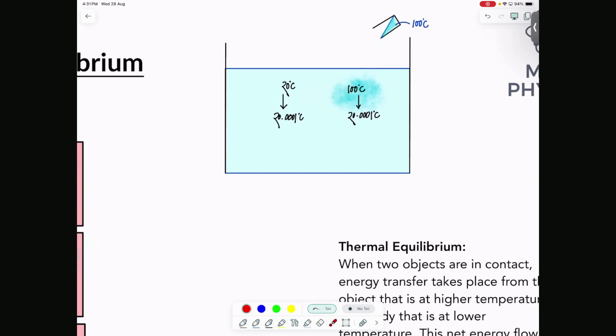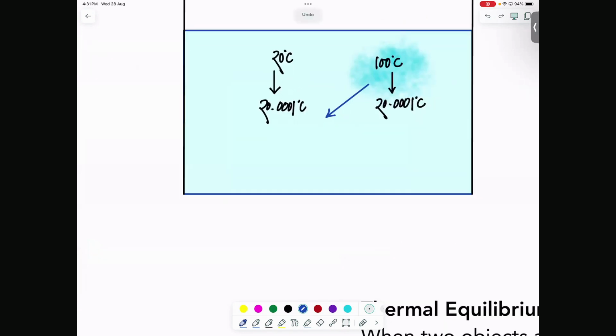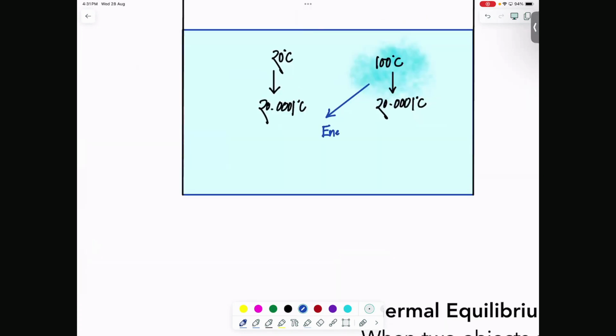At the end of the day, what conservation is there? Is there a law of conservation of temperature, or a law of conservation of energy? Energy, right? So the boiling water loses energy, and this water that you see here will gain energy. But that one cup of water doesn't have enough energy for the whole swimming pool to heat up. That's why it doesn't change.